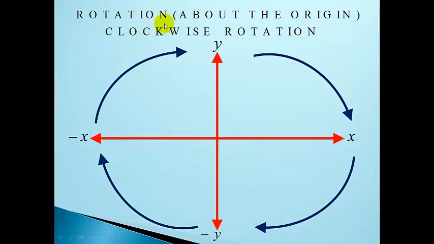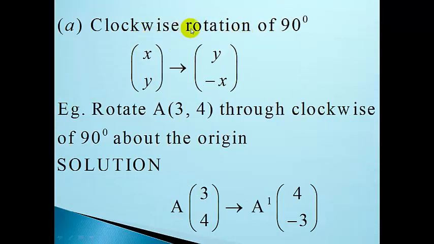Now let's look at rotation about the origin. Now we consider the clockwise rotation, and the clockwise rotation is the way the watch moves, as is indicated by the arrow. That is the way the watch moves, the clockwise rotation about the origin. Now we have clockwise rotation of 90 degrees about the origin. The rule is (x, y) maps to (y, minus x). That is, the y goes up, the x comes down, but the x coordinate is negated.